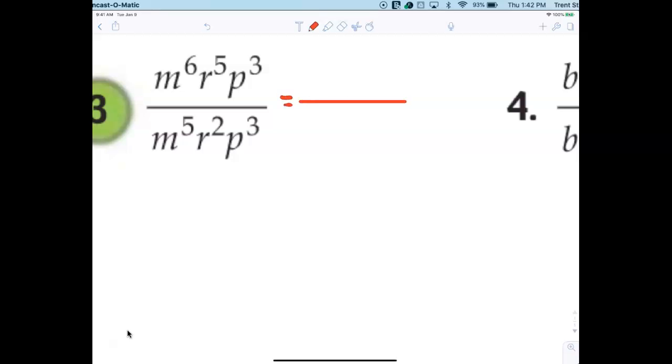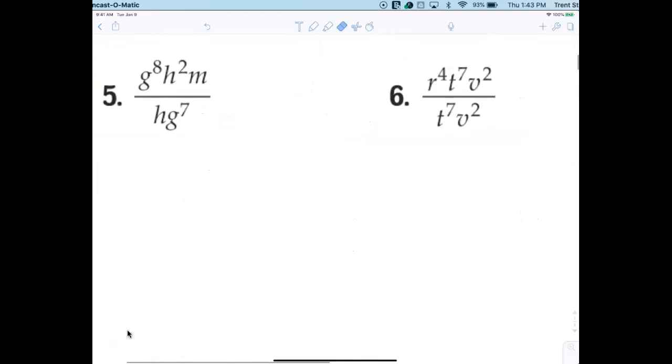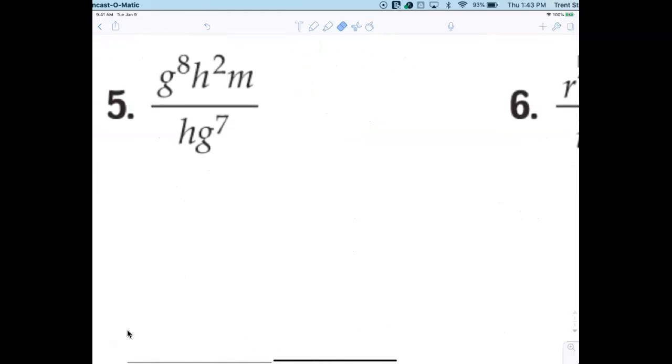We'll start up here at the front. Ian, go. No, you already did one. You're up. M to the 1st, and you're right. You don't have to write it, but I'm going to just to make sure. R to the 3rd. What happens to the p's? They just cancel out. So again, we don't need a fraction bar. How's that? Not hard. Carly, you're up. Number 5, kiddo.